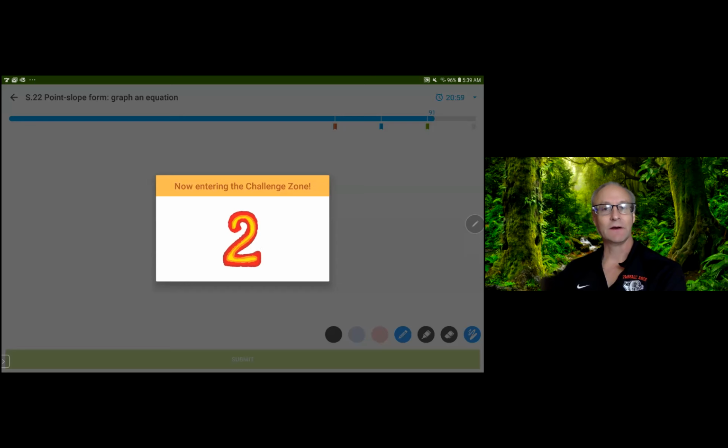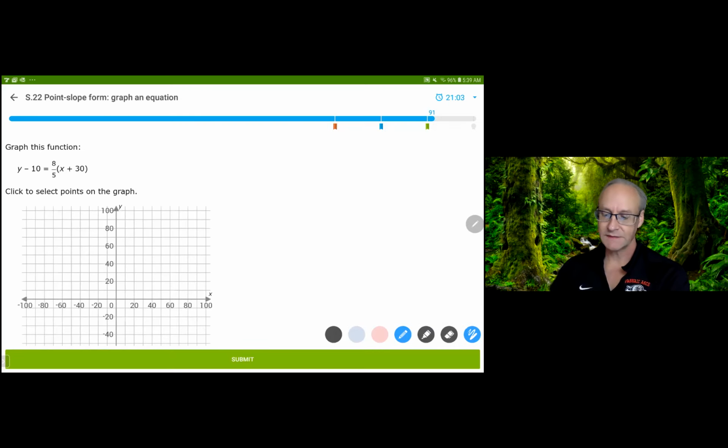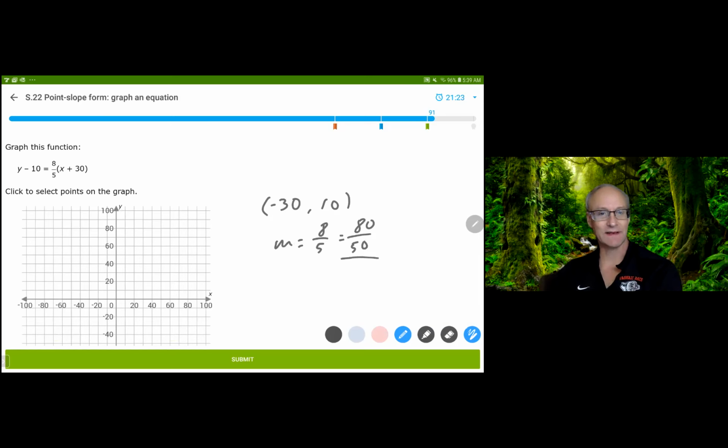And it looks like we're getting there. Maybe 3 or 4 more. All right. Oh, we got some bigger numbers. Well, it's still the same thing. I want to zero out my x, -30, and I want to zero out my y, which is going to be a 10. And my slope is going to be 8/5. But notice that that's the same as 80/50, which is what I'm really going to count, aren't I?